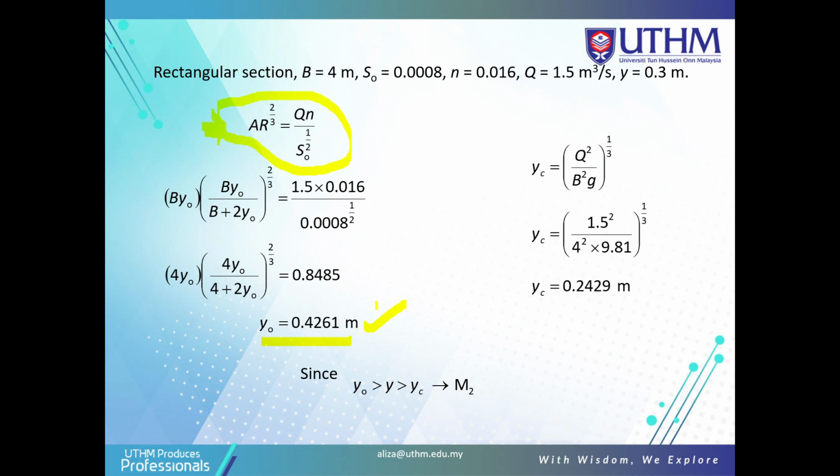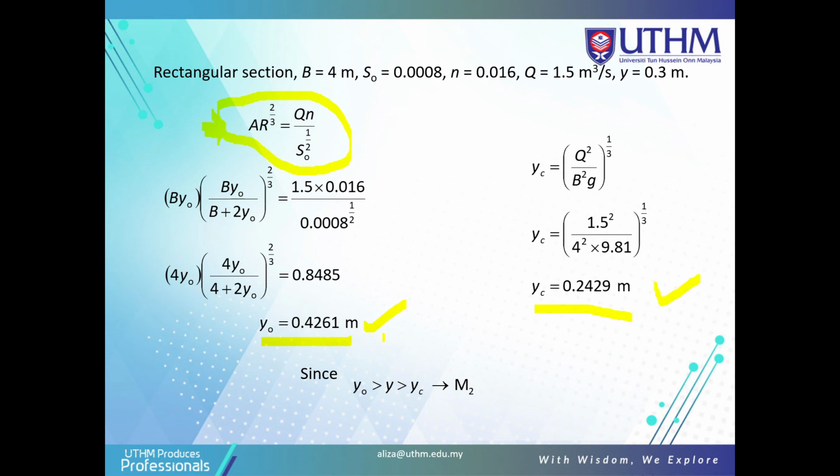Okay, and after getting the y naught, you must find the yc. For yc you must use the equation in chapter 3. Now, all the equations that you have learned in chapter 1, chapter 2, and chapter 3, you must use again in chapter 4, 5, and 6. So you must remember which equations you will use in chapter 4, chapter 5, and also chapter 6. So use the equation in chapter 3 to get the yc, and then you get the yc.